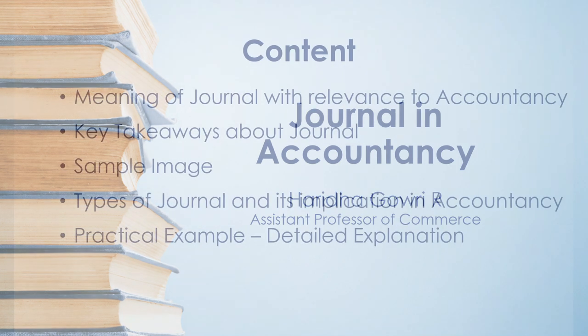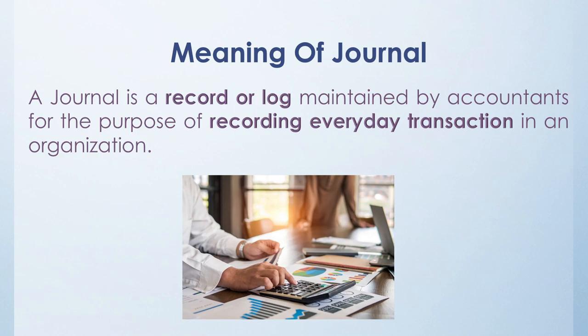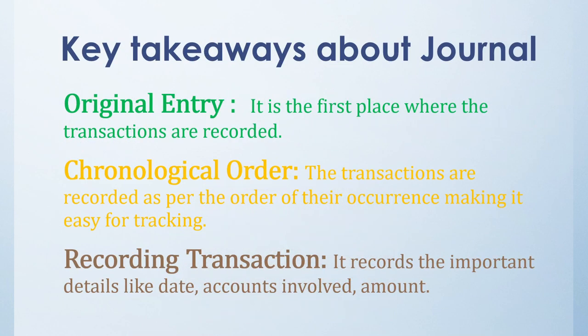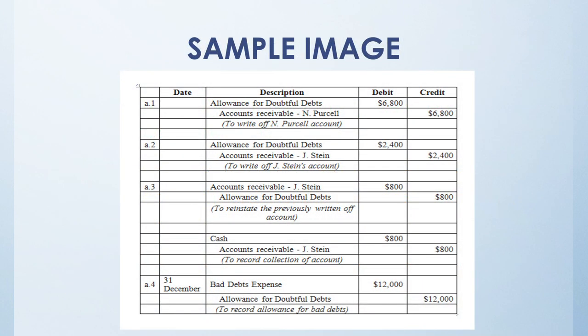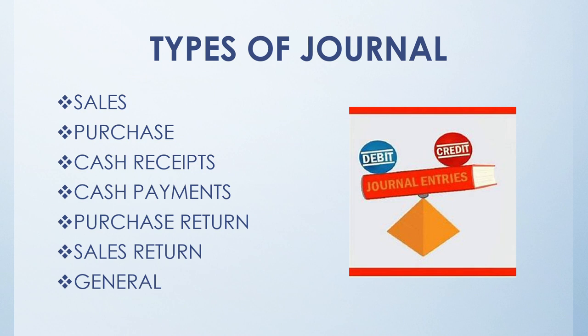In my previous video, I was discussing the meaning of journal, the key takeaways about journal, and then I showed a sample image of a journal. So the journal entry should contain the date, description, debit and credit column, and also the narration part. And further, I discussed the types of journal. There are around 7 types of journal, for which I have created individual illustrations in this video. If you want to know more about the types of journal, please do check out my previous video, right?